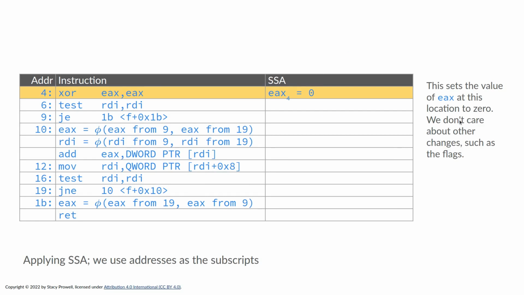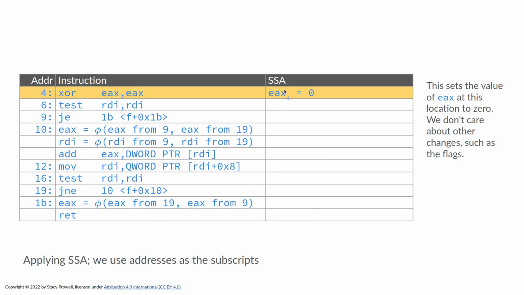So let's go ahead and build a little table. Over here in this far column, I have the address. Here I have the instruction at that address, and I've included the phi functions in here. And here I have my SSA line. And so we'll use the addresses as subscripts.